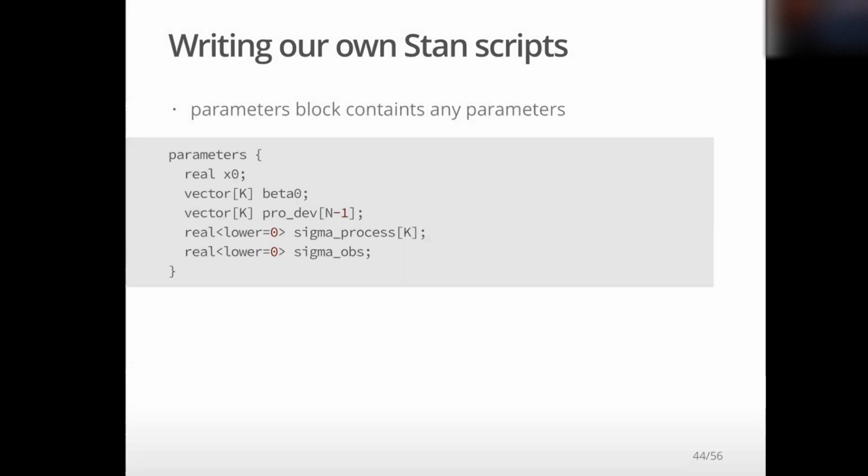Okay, so one of the blocks that actually is absolutely mandatory is the parameters block. The parameters block, like the data block, is typed, so you can specify real parameters or vectors of parameters or matrices of parameters. Stan does not let us estimate integer parameters the way that JAGS might let us do, and so we can't have categorical type variables. Everything has to be real or vectors.